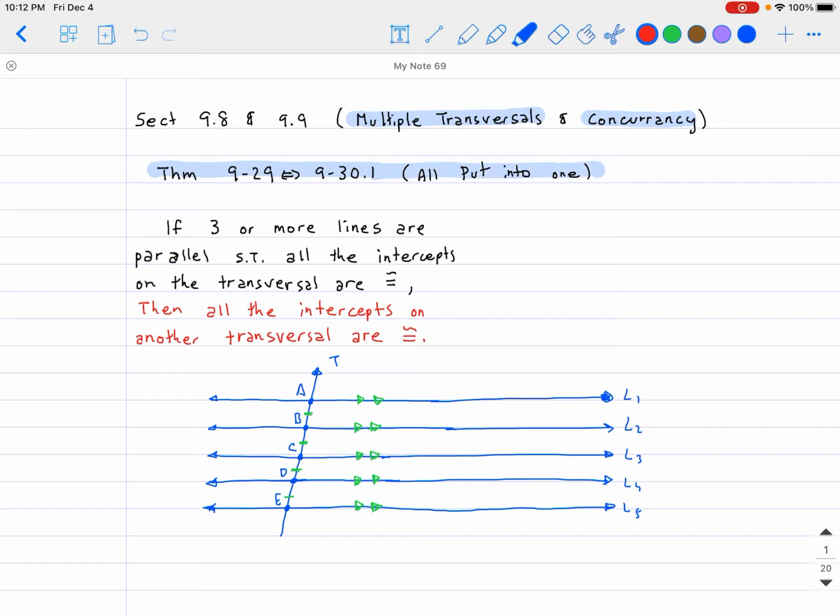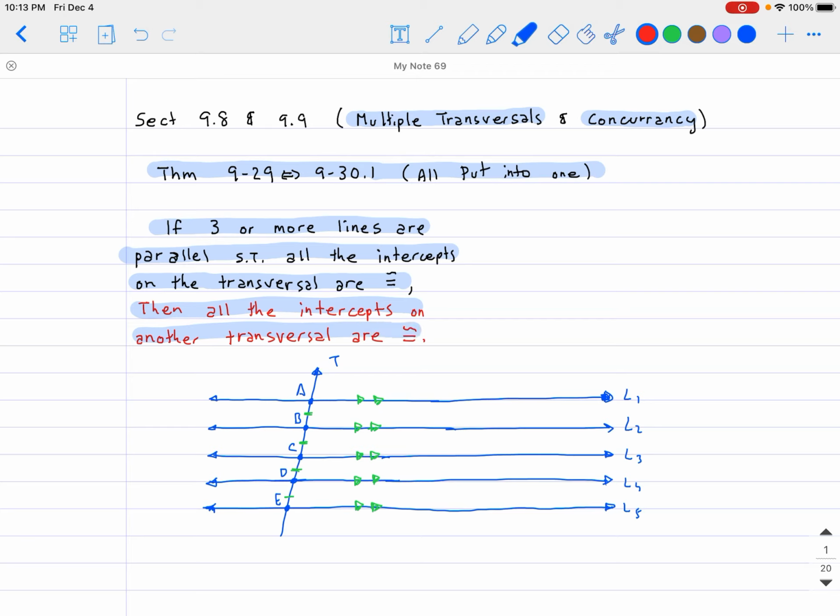It says that if you have three or more lines that are parallel to each other, such that the intercepts on the transversal are congruent to each other, then all the intercepts on another transversal are going to be congruent to each other.